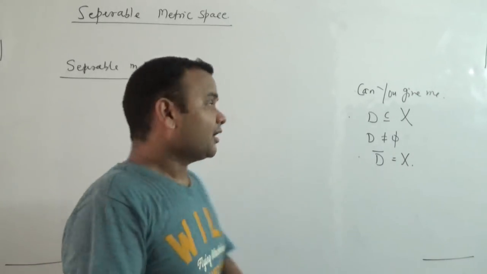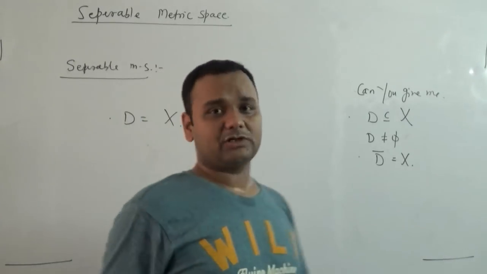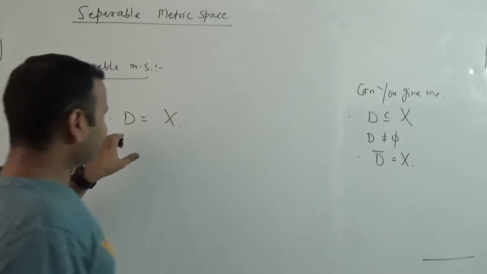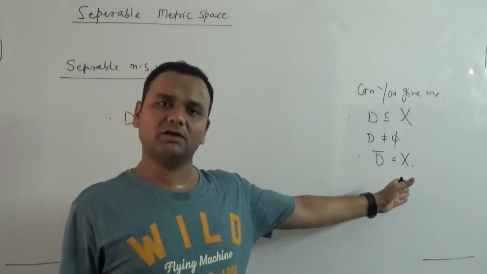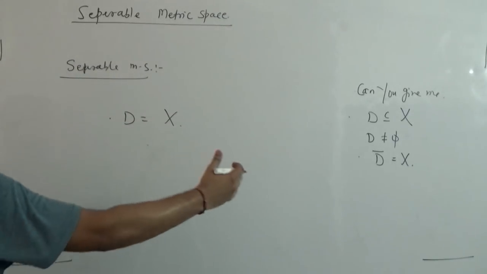Can you give me? Of course, take D equal to X. Take D equal to X, right? So if I take D equal to X, it of course holds, because X is a metric space and X is not empty. Now, let me ask the second question to you.